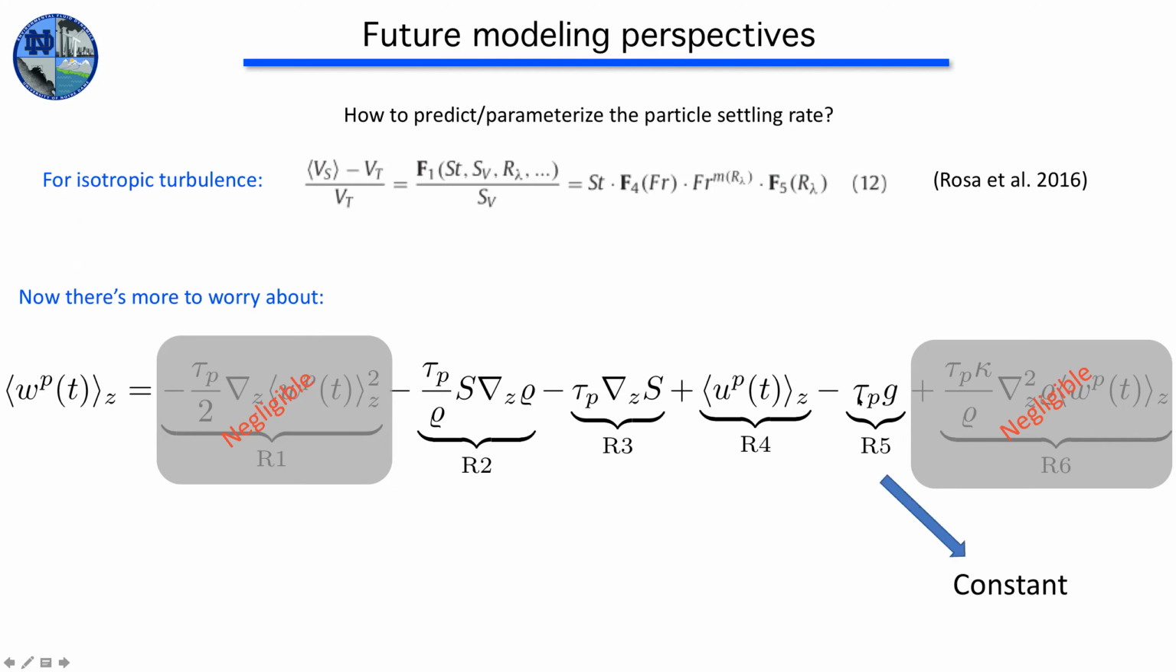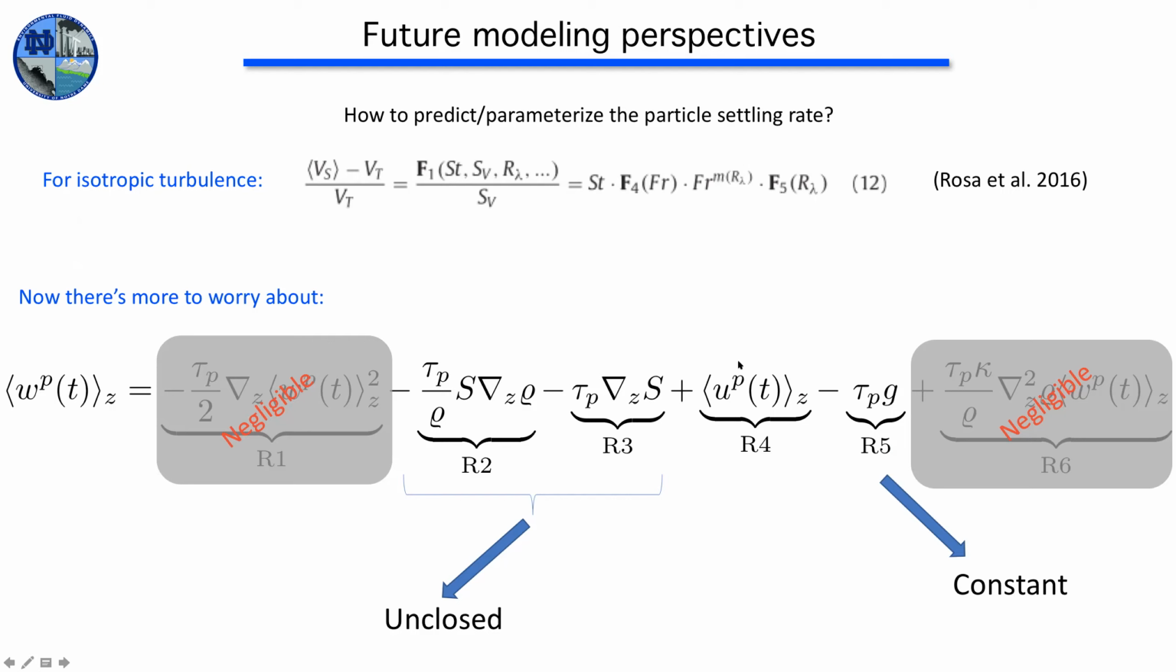We have the constant term, right? The actual Stokes settling, that's constant, known. That's, of course, all fine and good. We have these two terms, the one due to diffusion and the one due to turbophoresis, which play a very active role, and they're unclosed. And so, in future modeling perspectives, you'd have to do something about these.